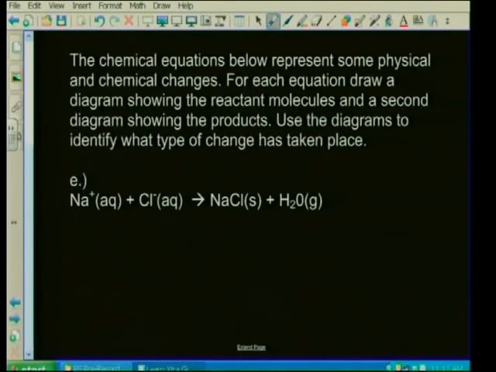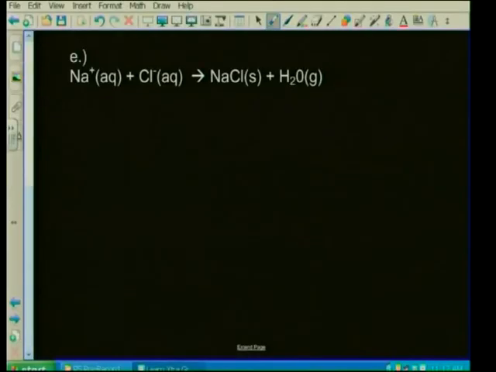Right, and this is the last one. Now, this is quite interesting, the way it's been written. But let's have a look at it. What are we starting with? We're told that we've got a solution. We're told that we've got a solution of sodium ions plus charge, chloride ions, and we're making sodium solid and water. That's the product. The aqueous says that they were in solution.